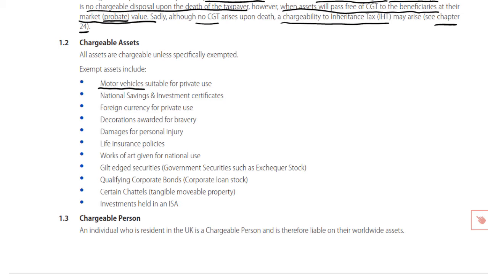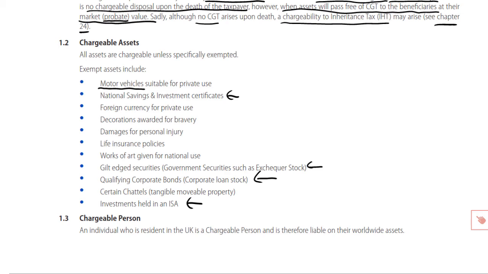So motor vehicles. Other exemptions from income tax that you'd be familiar with, national savings and investment certificates there. Again, we have an exemption both from income tax and also indeed there from capital gains tax. Investments held in an ISA, again one that we'll be familiar with from income tax. Other stuff that is exempt here, government securities, otherwise known as gilt-edged securities, qualifying corporate bonds, corporate loan stock there. Those too are exempt.